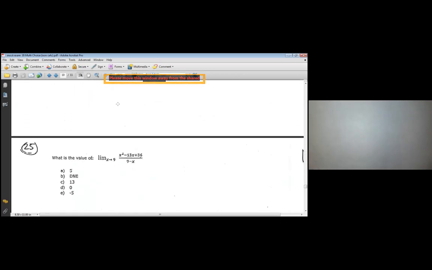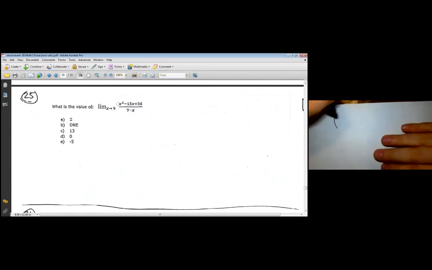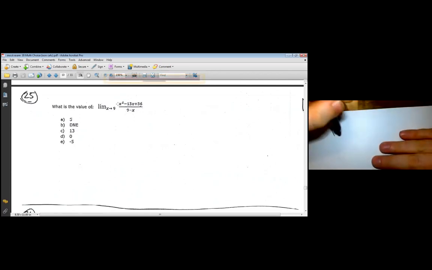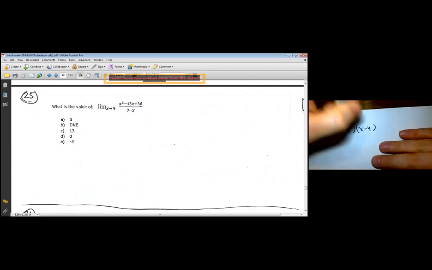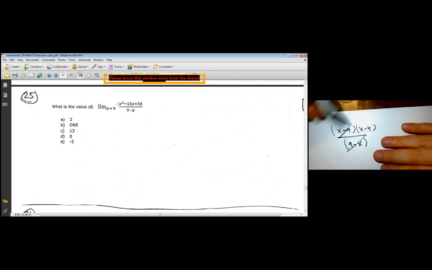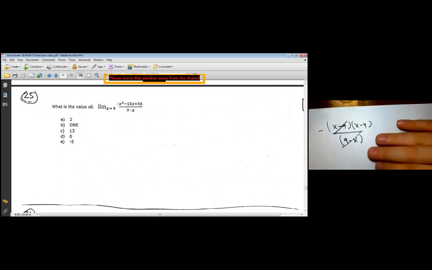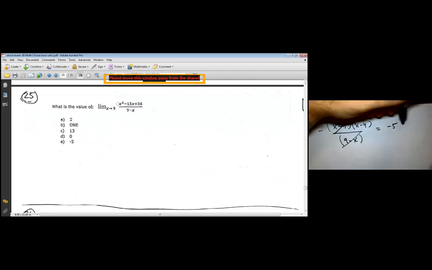Heading on to 25. That's easy enough. So factor, cancel. If we factor, that's going to be x minus 9 times x minus 4 over 9 minus x. Cancel, cancel. Those are reversed. Need a negative sign out front. Toss in my 9. 9 minus 4 is 5. But the negative sign out front makes it -5. Choice E.